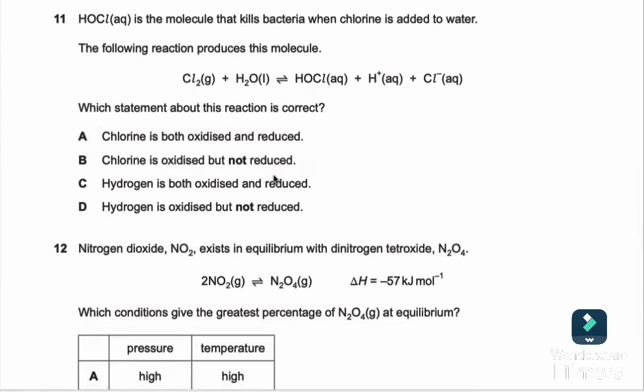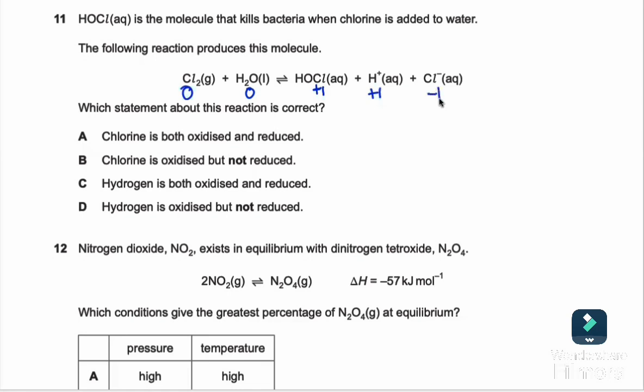Hydrogen monochloride is the molecule that kills bacteria when chlorine is added to the water. The following reaction produces this molecule. Which statement about this reaction is correct? Okay, so we need to check whether the first option is correct or not. Let's write the oxidation numbers. Chlorine is a diatomic molecule, so its oxidation state is going to be 0. Here hydrogen is +1, oxygen is -2, so the chlorine is going to be +1.